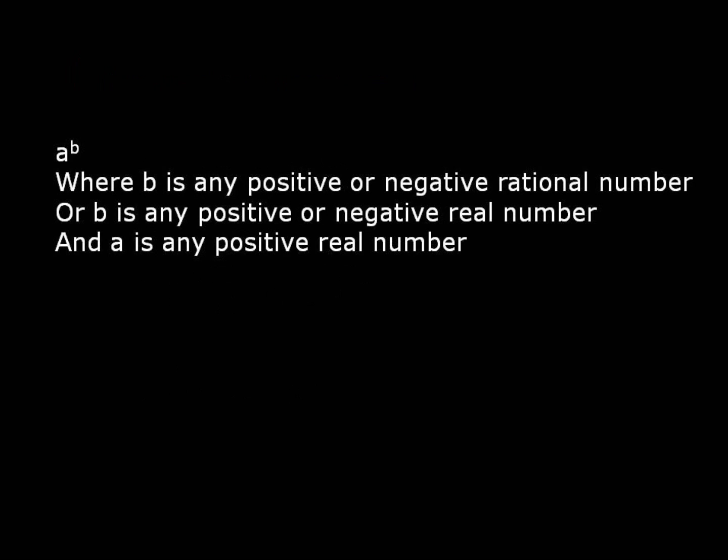So by making the law of exponents consistent for lots of different powers, we've been able to find a way of working out a number to another power for lots of different situations. So we can calculate a to the power of b, where b is any positive or negative rational number, and we can also do it for any positive or negative real number, because we can find a rational number which is as close to any real number as you like. This is a case where a is any positive real number.